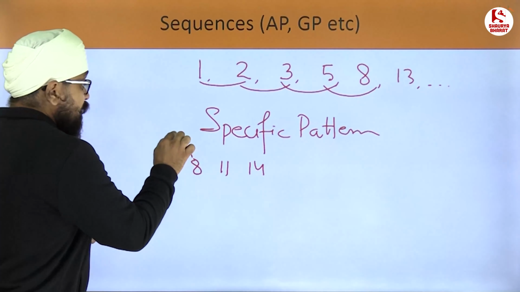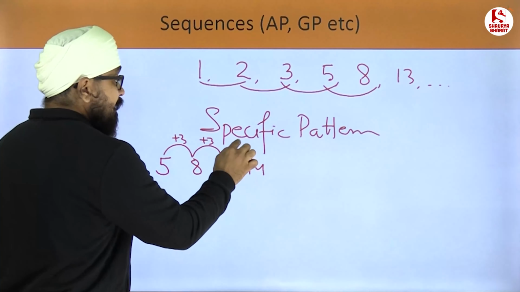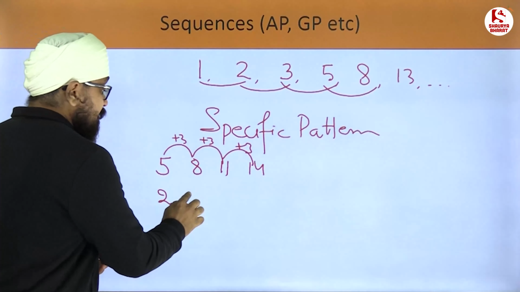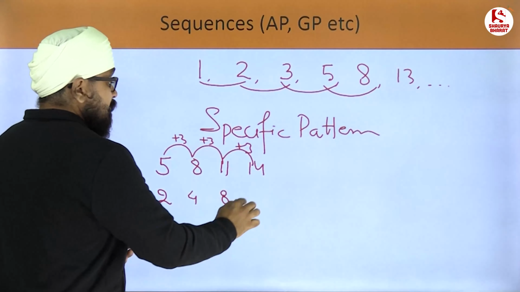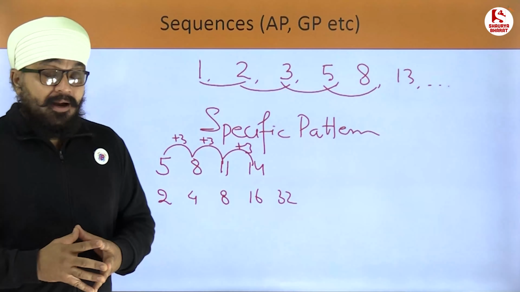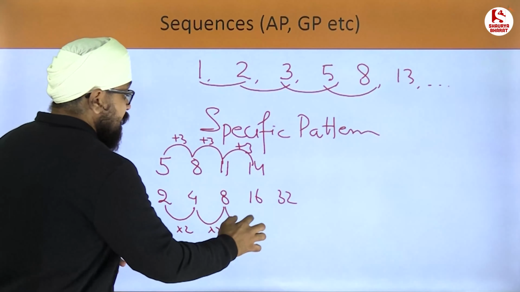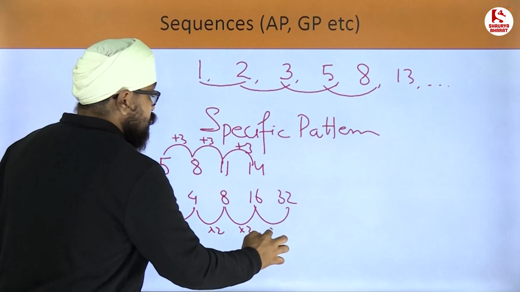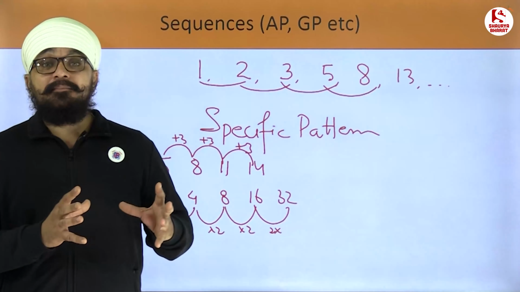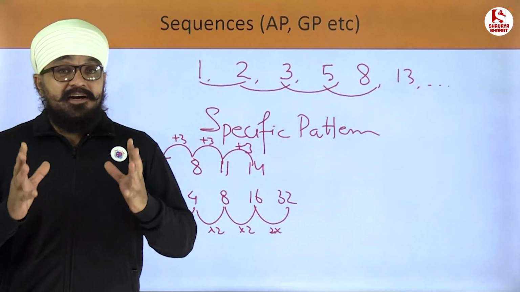The pattern is, we are going to add 3. Again we are adding 3 to this. Again we are adding 3 to this. In the same way, if I am having 2, I am writing here 4, then 8, then 16, then 32. There is again a specific pattern, and that pattern is, we are multiplying by 2, multiplying by 2, and again multiplying by 2 and multiplying by 2. Such a specific pattern will change the name from sequence to progression. So, the first progression that I will take is arithmetic progression.